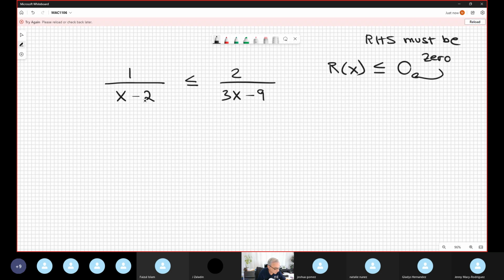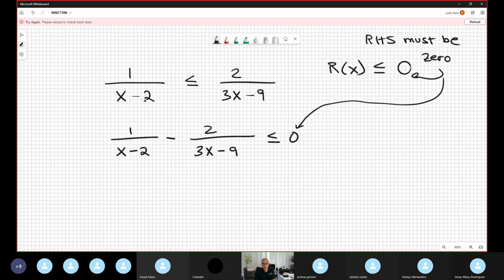Let me try to find another example. No, it's okay. Let's do that. So now you copy 1 over x minus 2 minus 2 over 3x minus 9, less than or equal to 0. The only thing I did was move 2 over 3x minus 9 to the left, in order to guarantee the famous 0 in the right hand side. Extremely important.